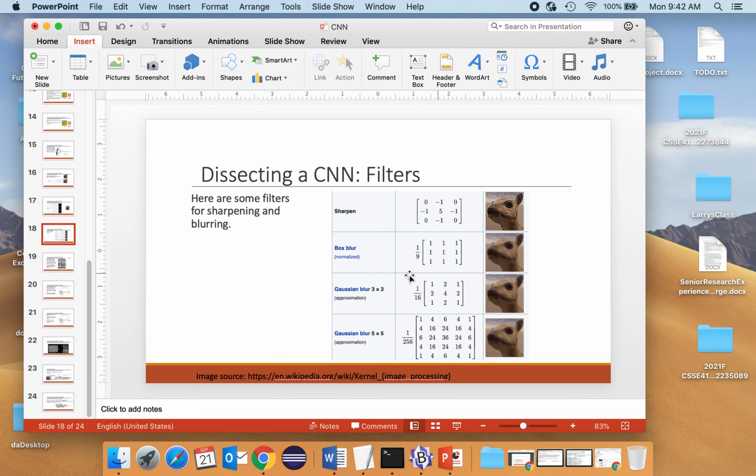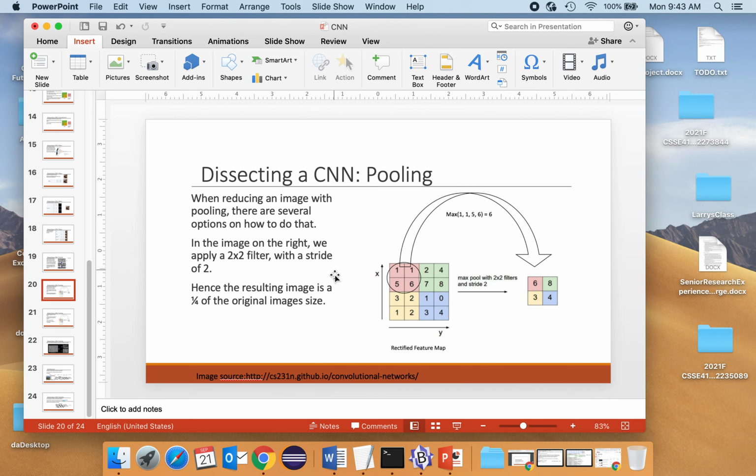So the next thing then is the pooling. Again, we have discovered something, so we want to zoom out. So that's what we need to do next. So here is an example of what happens when we do pooling. Again, we have several options to do that. In this particular example, the stride is 2. And in essence, we're applying a 2x2 filter if you wish. And if we do that, then we reduce the image to a quarter of its size.